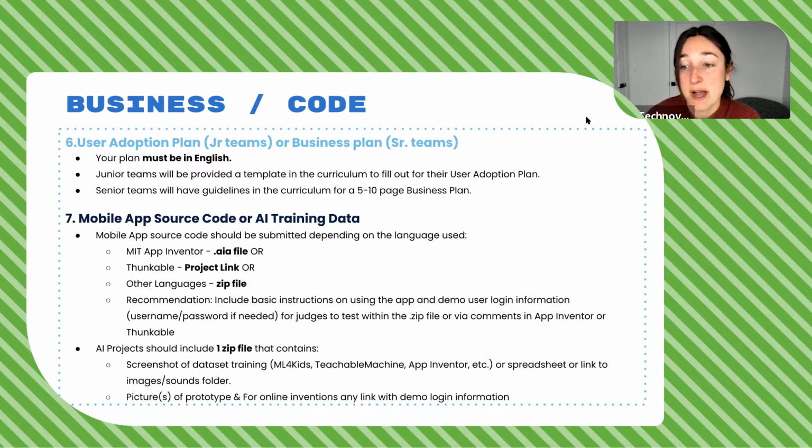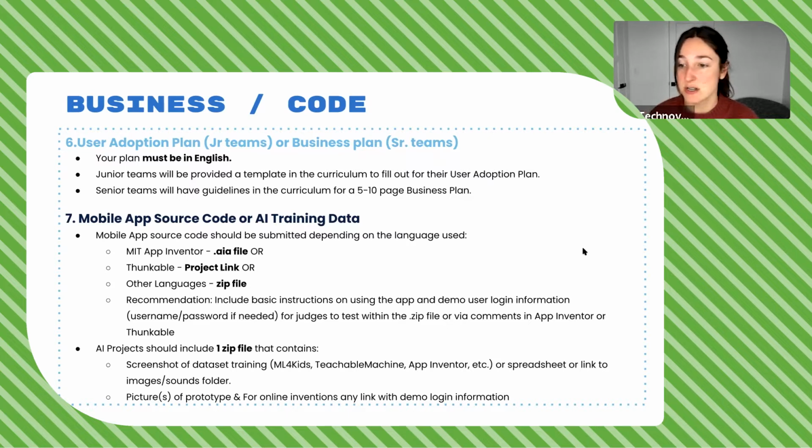And then for the mobile app source code or AI training data, you can submit depending on the language that's used. So if you're using MIT App Inventor, it's going to be a .aia file. Thunkable will be a project link. And then any other languages will be in a zip file.